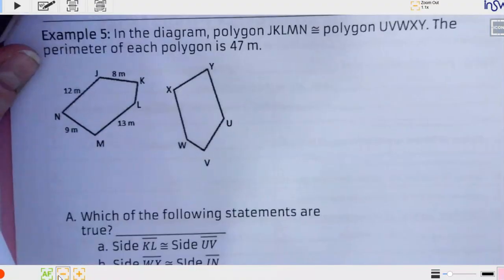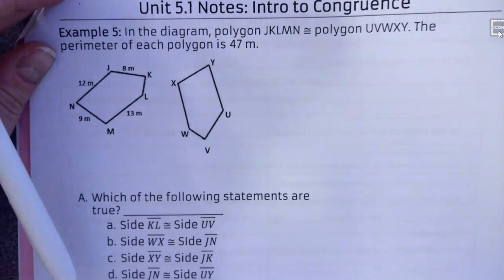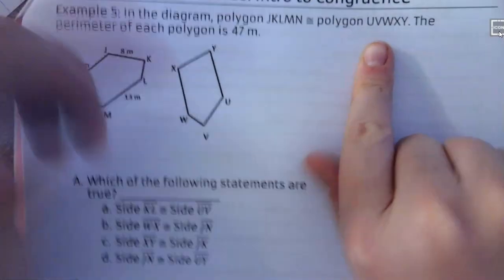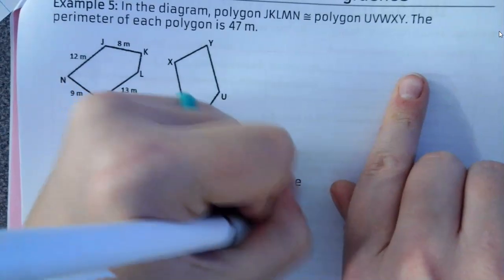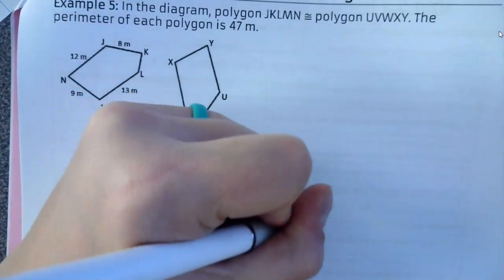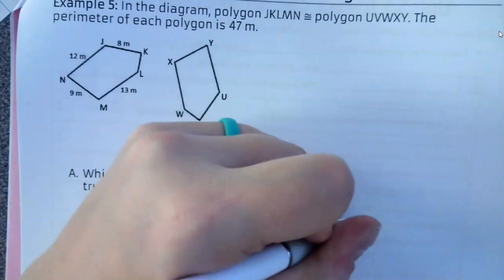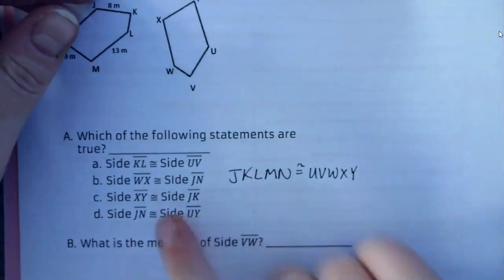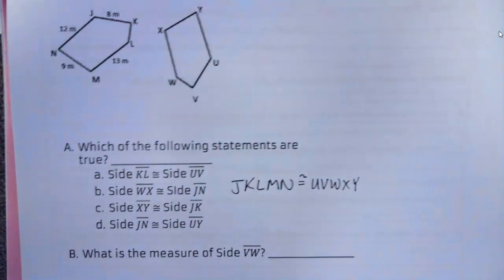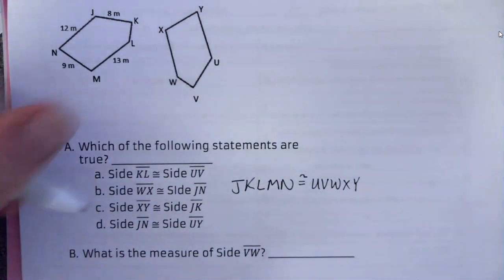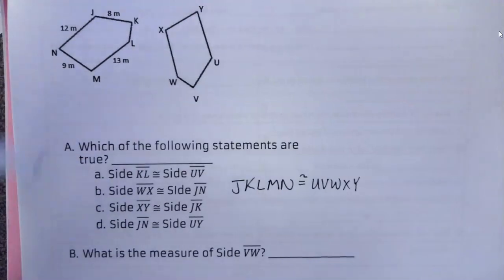This is kind of out of the screen, so I'm going to back this up a little bit. All right, we have this congruent statement, and I'm actually going to rewrite it right here. JKLMN is congruent to UVWXY. So we know they're the same, and we need to figure out which of the following statements are true. It could be more than one, but it could just be one. So we're going to go through each one, cross it out if it's false, circle it if it's true.